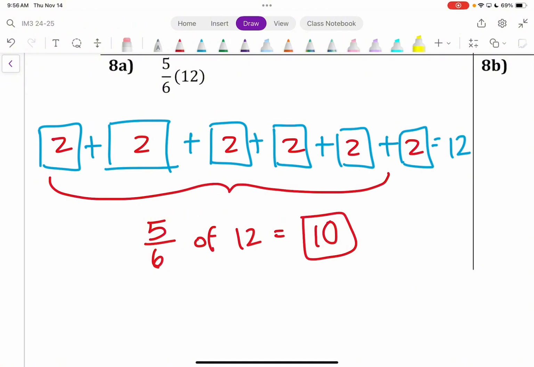Okay? And I'll highlight them anyway just to add to the visuals. Oh, not that one. All right. So basically, you're adding everything that is highlighted together, you get 10.